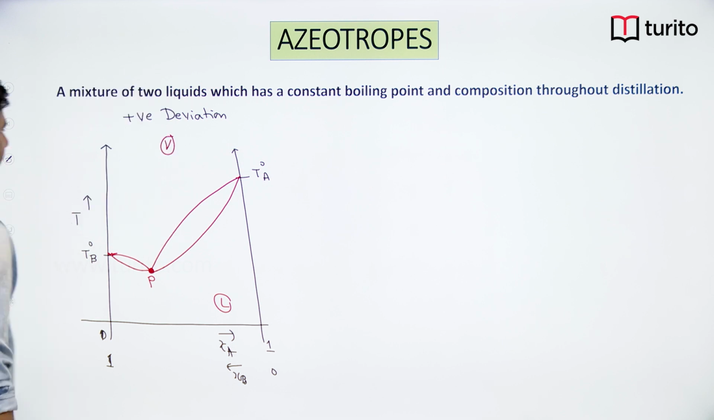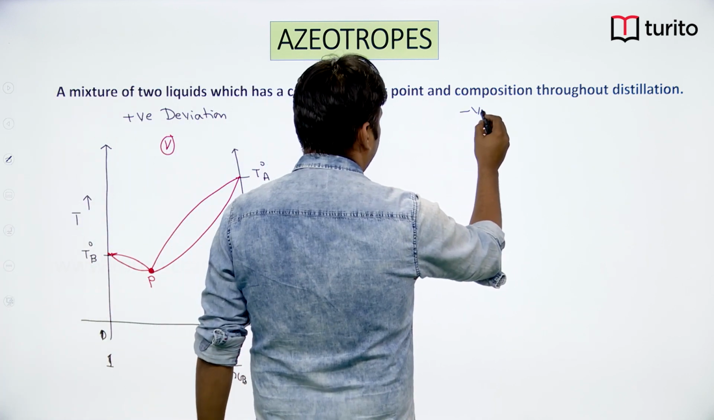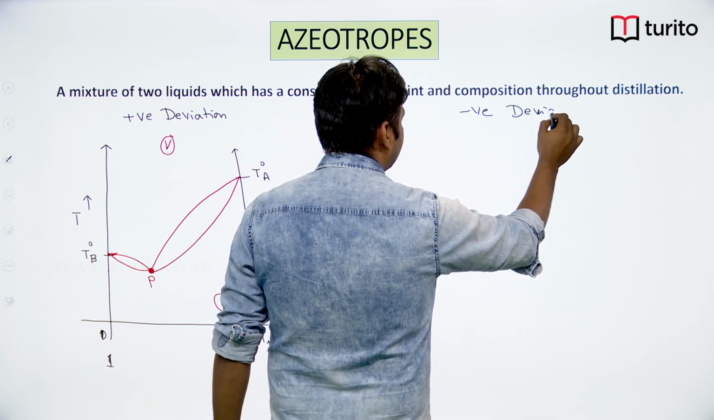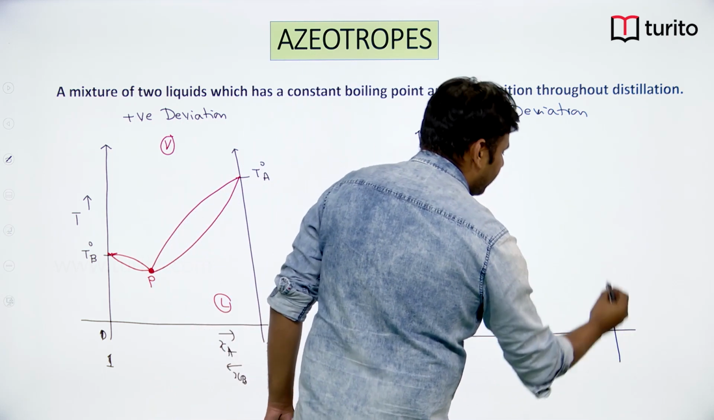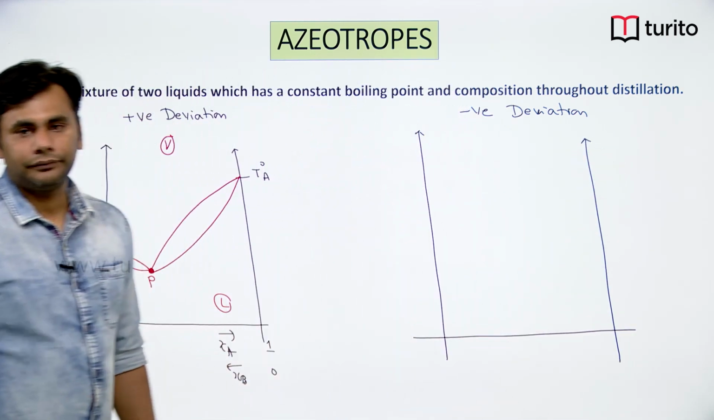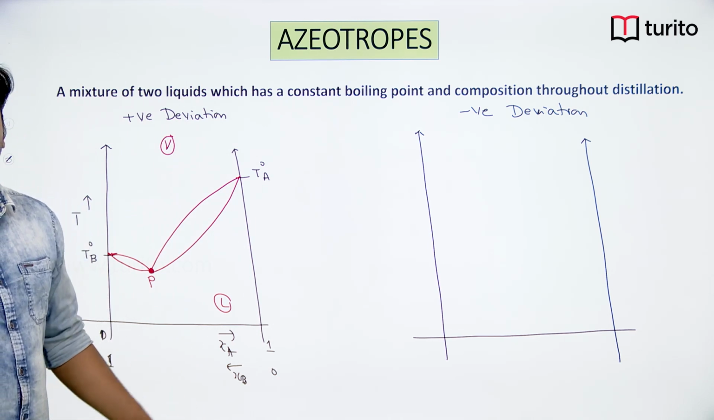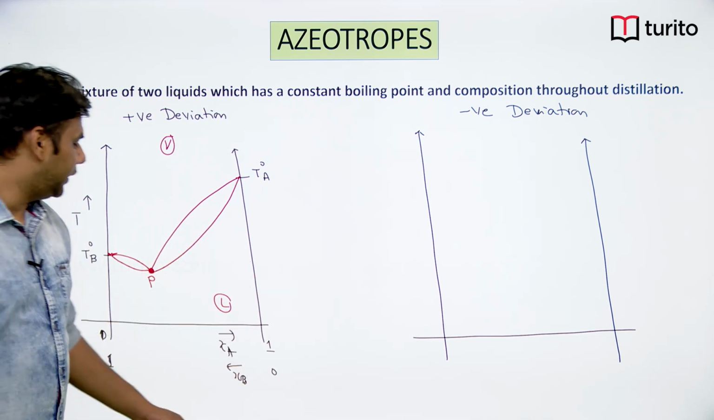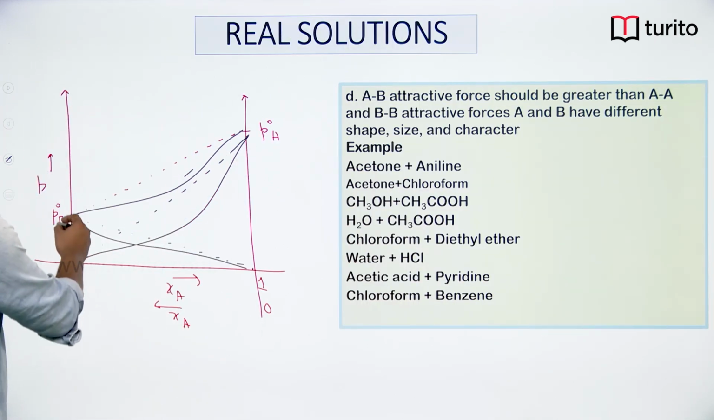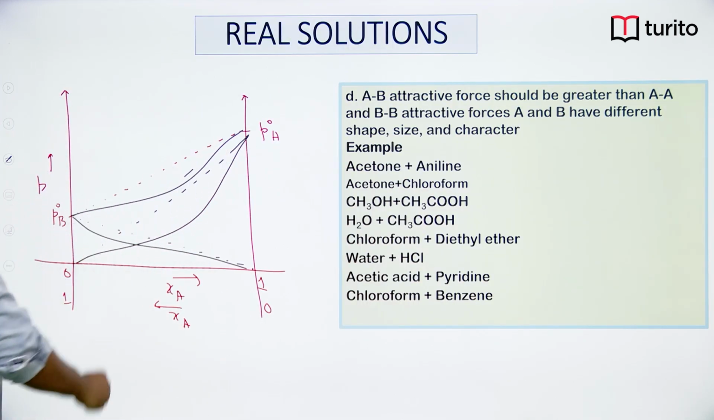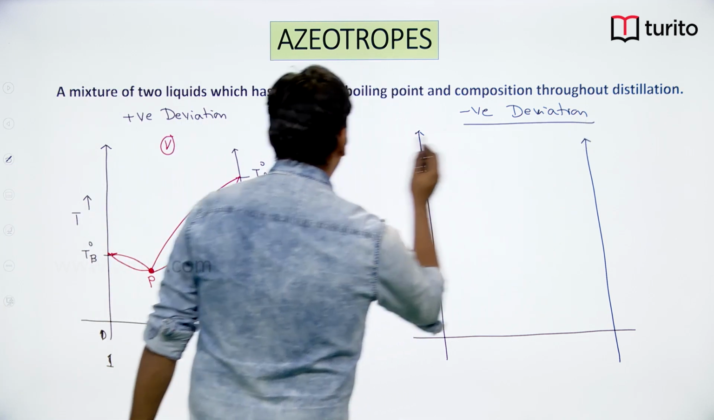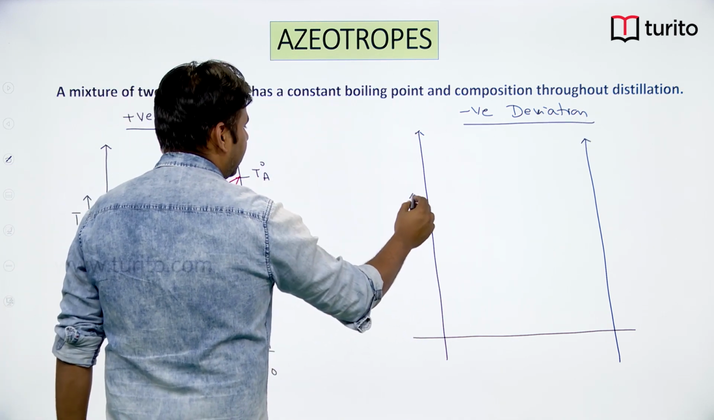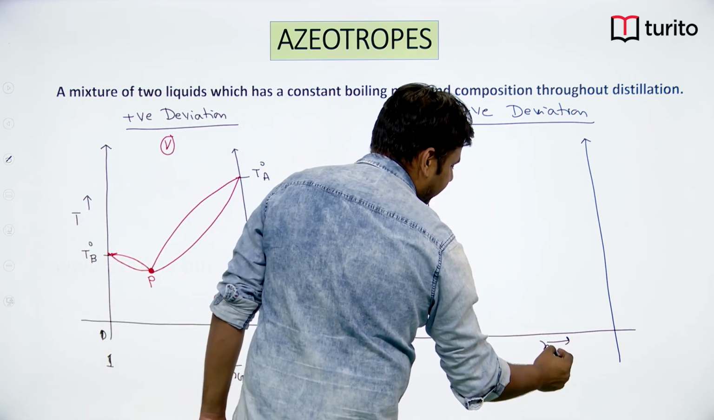So first let me draw the graph for the negative deviation as well. If you look at the negative deviation graph, we know that for the pressure versus composition graph, there would be a minima in the total vapor pressure. We have already drawn the graph that the total vapor pressure would be less than that predicted by Raoult's law. So there is a minima in the pressure, and because of that there should be a maxima in the temperature graph.